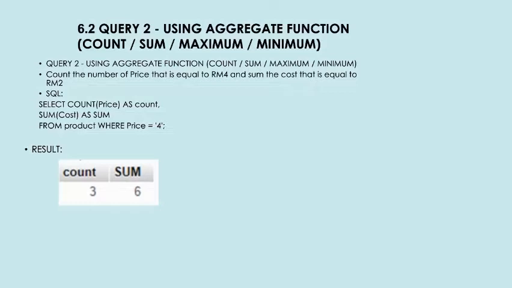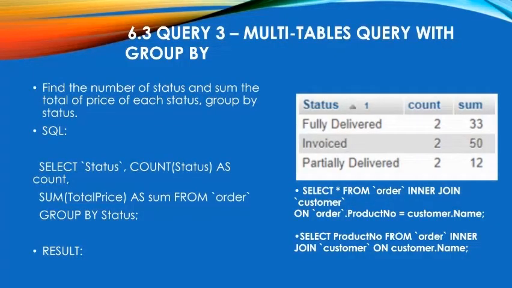So the result is here, based on the picture. And for query 3, which is a multi-table query with group by, we want to find the number of status and sum the total price of each status, group by status. How to write this SQL here? We must select status, count status as count, sum total price as sum from order group by status.